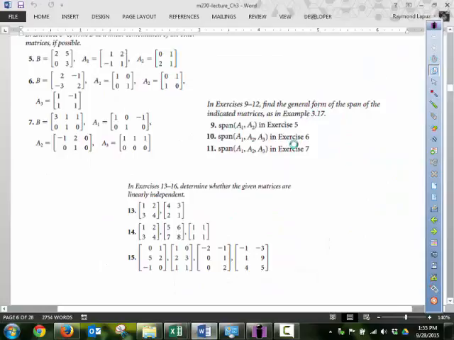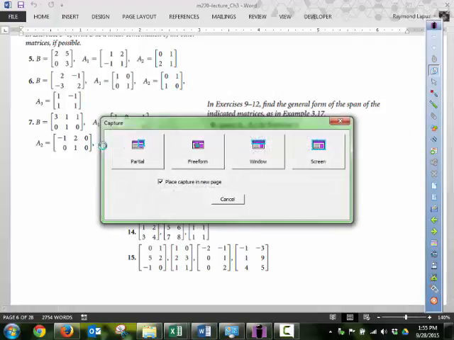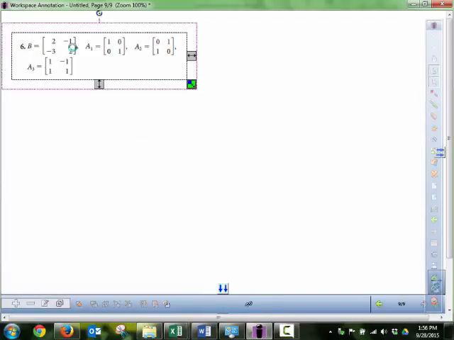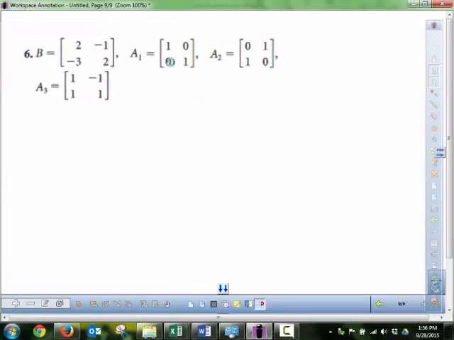Span. Should we look at the span of A1 and A2? We did 5 or 6? We did 6. Span of A1, A2, and A3. So we're going to ignore B, or we can look at it.